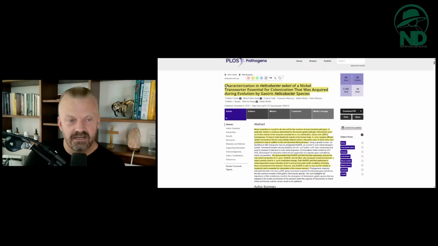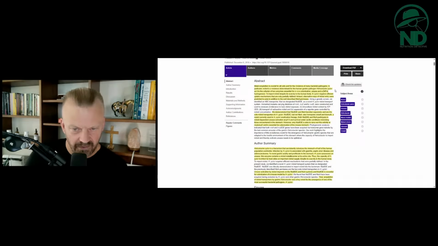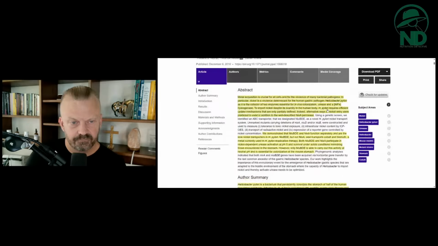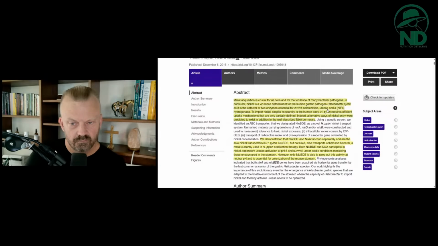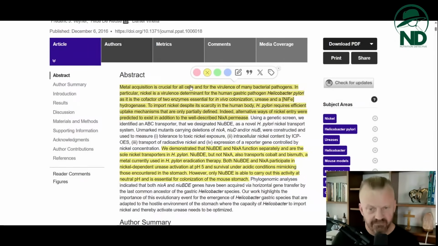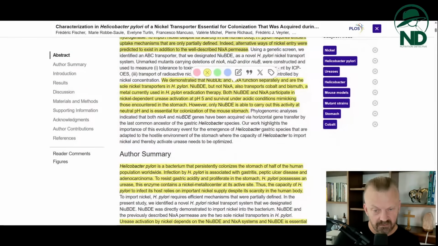Characterization in H. pylori of a nickel transporter essential for colonization. Nickel transporter essential for colonization that was acquired during evolution by gastric Helicobacter species. Well, we're not going to talk about evolution. Oh, sorry, I got to zoom. Thanks, Joe. Metal acquisition is crucial for all cells. Yes, and for the virulence of many bacterial pathogens. Let's see if there's anything else in here that's new that I haven't been over.